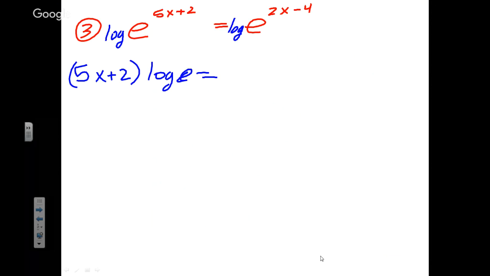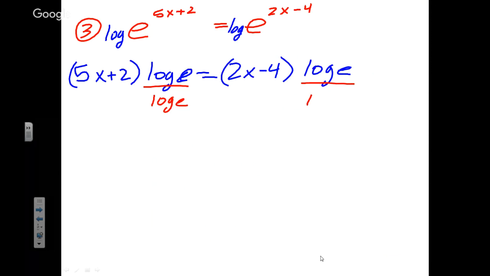And on the other side, same thing, 2x minus 4, log of E. Okay. And then the weird thing, again, as soon as I introduce logs, my goal is to get rid of them by dividing them. So I'm going to divide both sides by log of E. And an interesting thing happens on this particular problem because they both just cancel out. Okay? If I were to type log of E divided by log of E in the calculator, it's going to give me what? 1. Okay? And then 1 times anything is just that thing. So that means we're left with 5x plus 2 equals 2x minus 4.